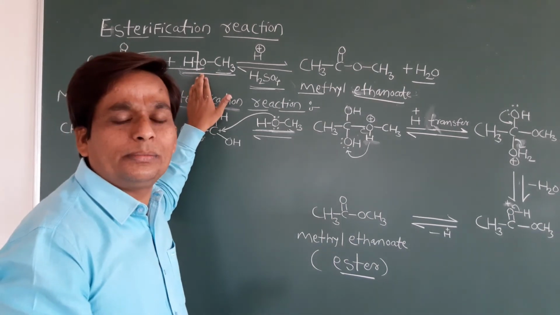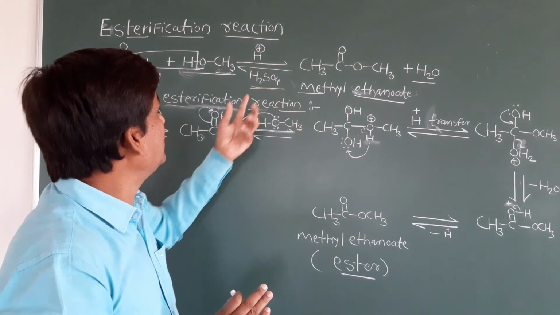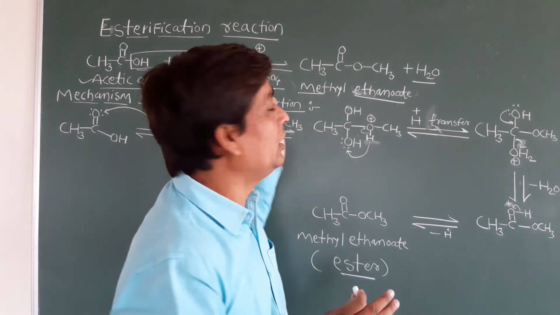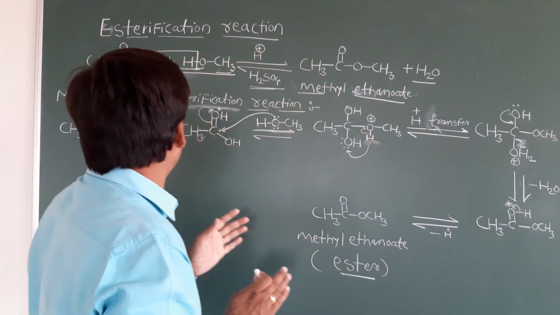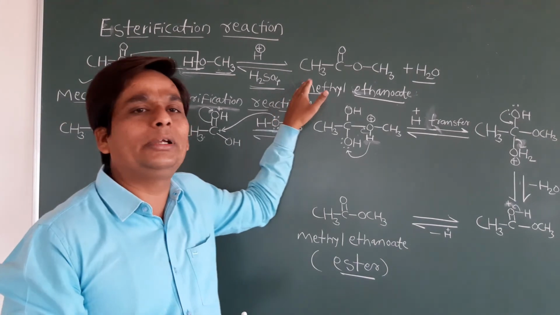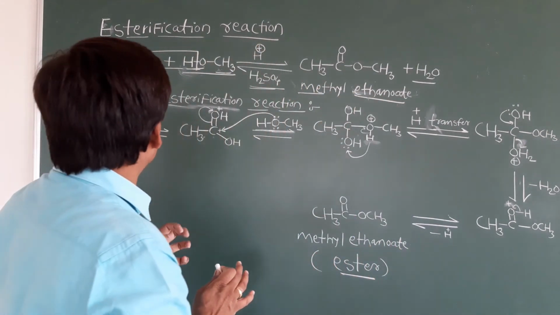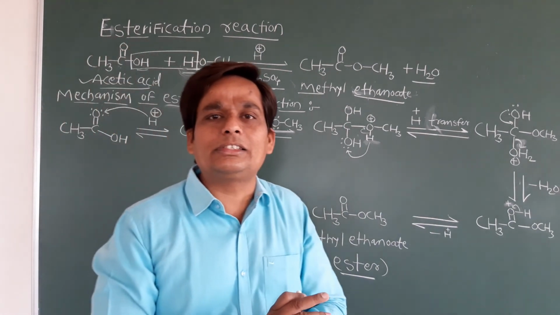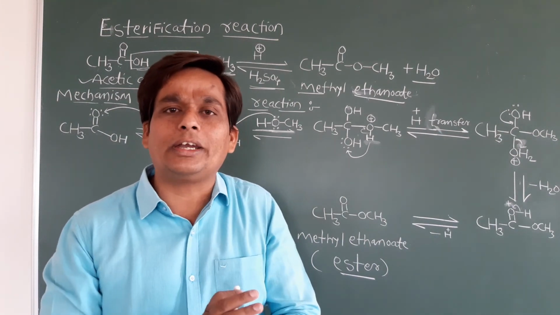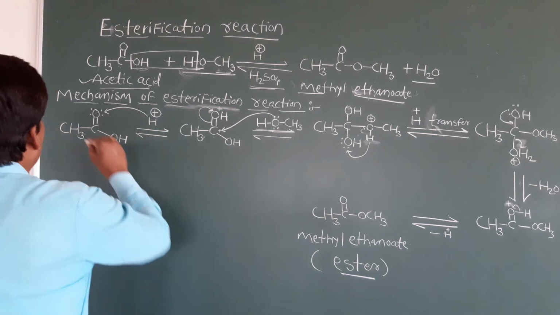Acetic acid reacts with methyl alcohol in the presence of sulfuric acid. This sulfuric acid acts as a dehydrating agent, used to remove the water molecules. This OH and this H, H2O, will be removed, and simply we get methyl ethanoate. Okay students, this is the general reaction. Now we will see the mechanism of this reaction. That is very important. We will discuss the mechanism of the esterification reaction in detail.